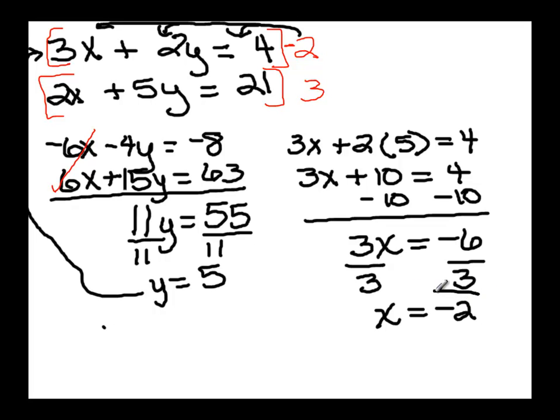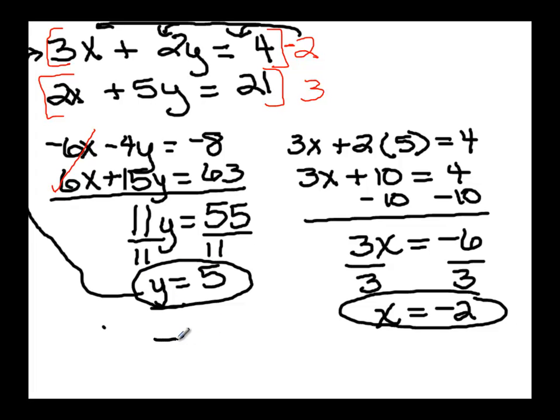Now we have our x equals negative 2, our y equals 5, or if we want to write it as an ordered pair, negative 2, comma 5. And so here are two examples of how to solve with elimination when we need to use multiplication to prepare the equations for elimination.